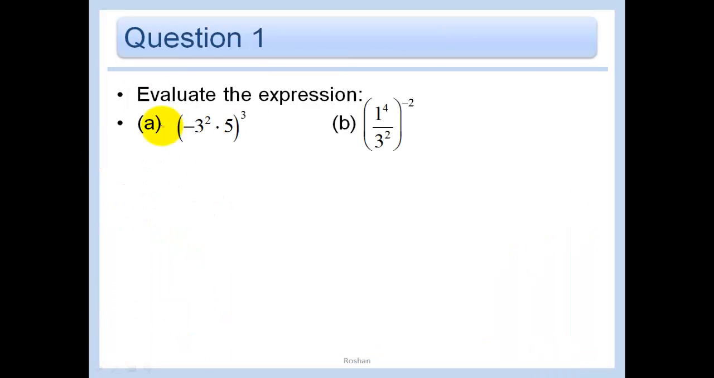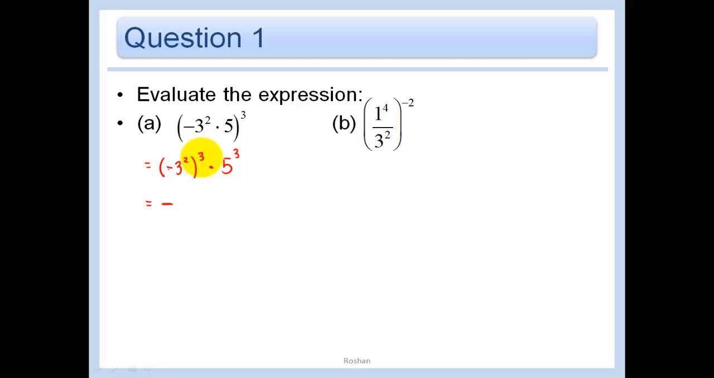Let's evaluate this one. The first thing I'm going to do is negative 3 squared, and I'm going to cube it, times 5, and I'm going to cube that also. So in this one, you see how I don't have negative 3, the quantity, squared? I just have the opposite of 3 squared, and then I'm cubing it. So that means I do the negative times a negative times a negative, and that's still a negative, because a negative cubed is still a negative.